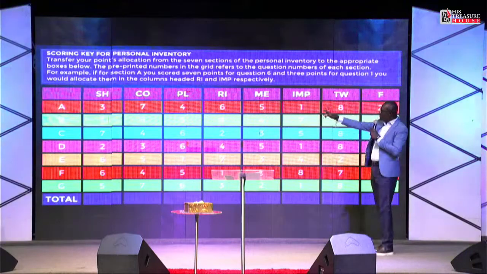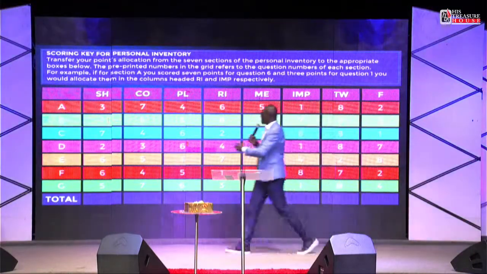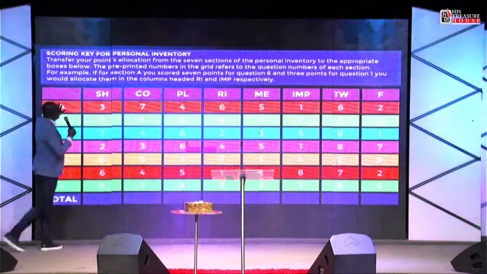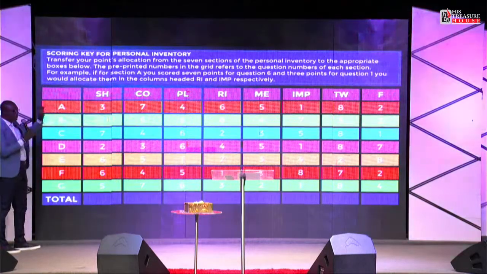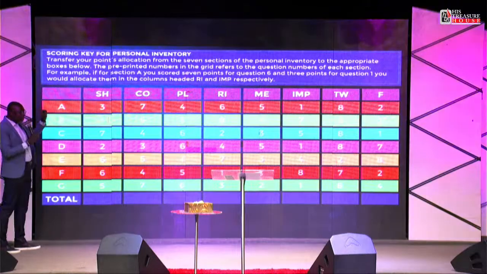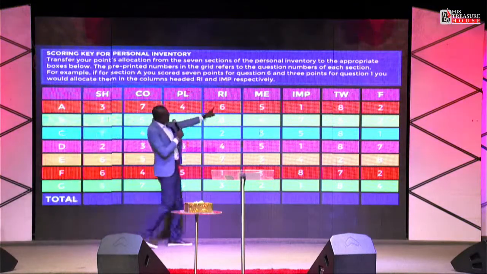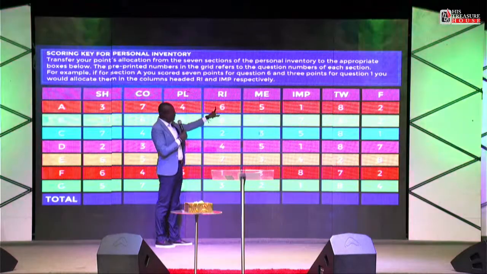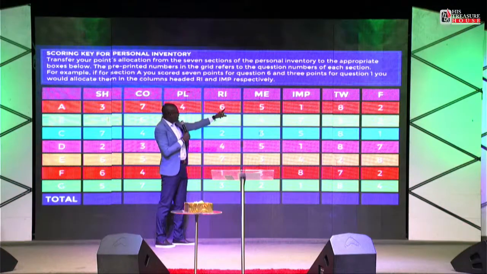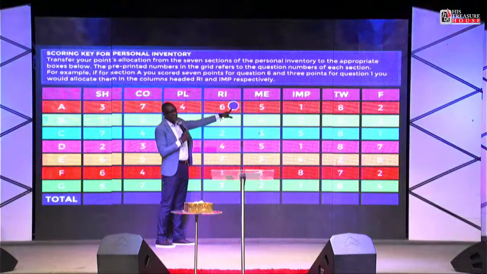So, for example, if for section A, this is where you have section A. For section A, you score 7 points for question or statement 6. You look for where 6 is. This is where 6 is. And you score 6 what? 7. Please put it up for me. Let them see. You write your 7 beside this.